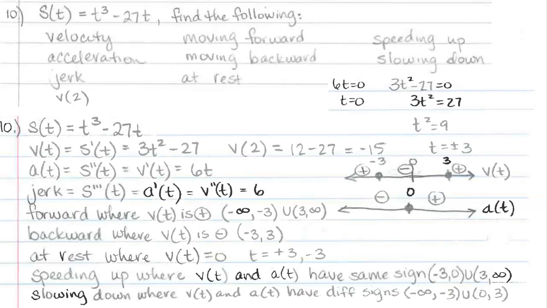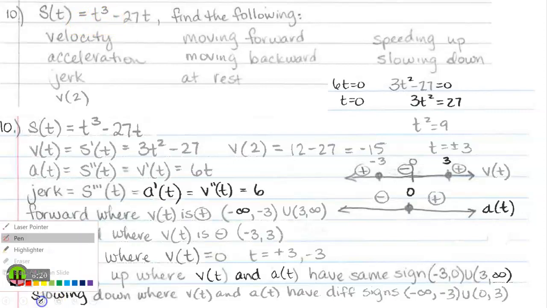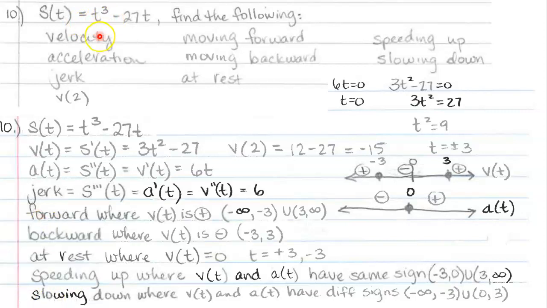All right, then number 10 dealt with particle motion, and they gave us our equation t cubed minus 27t. And first off, we want velocity, which is the first derivative. So the derivative of t cubed is 3t squared. Derivative of negative 27t is negative 27.